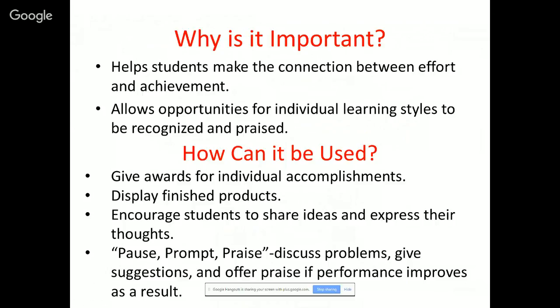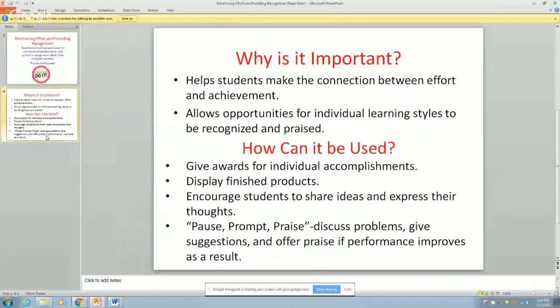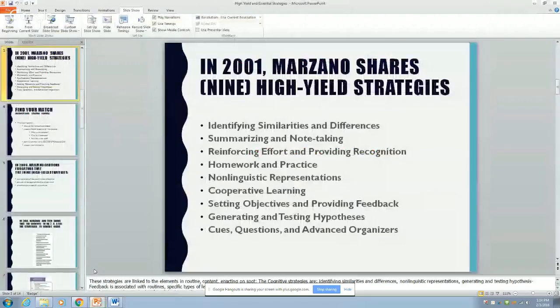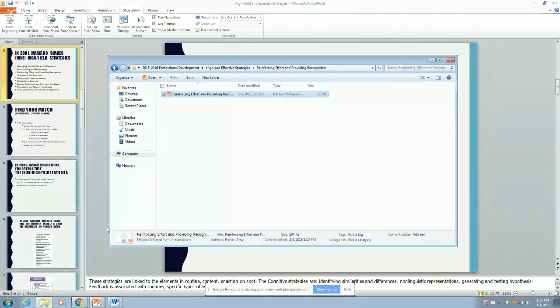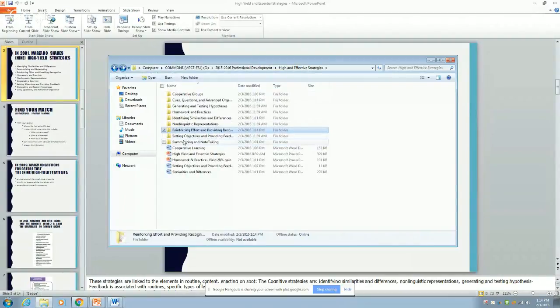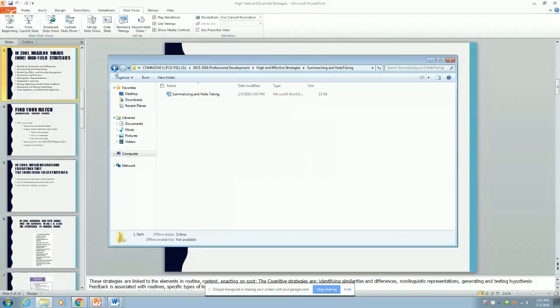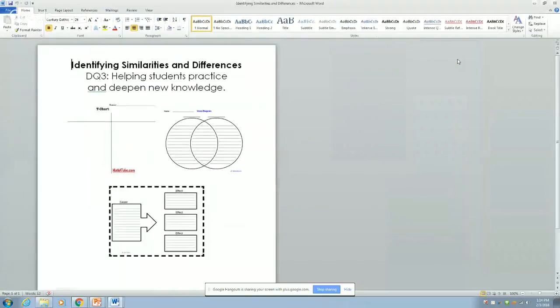There could be some challenges as well, strengths and challenges with each of these strategies. Okay, all right. And then we'll go next to similarities and differences. What is the last one? Identifying similarities and differences. And ours is the top one.